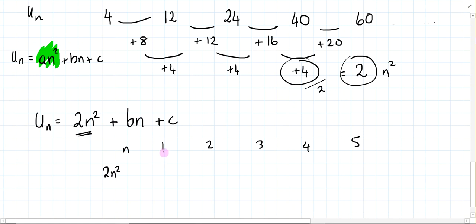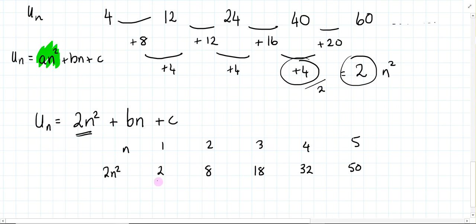So n squared is 1, times 2 is 2. n squared is 4, times 2 is 8. 9 times 2 is 18. 16 times 2 is 32. 25 times 2 is 50. Okay?